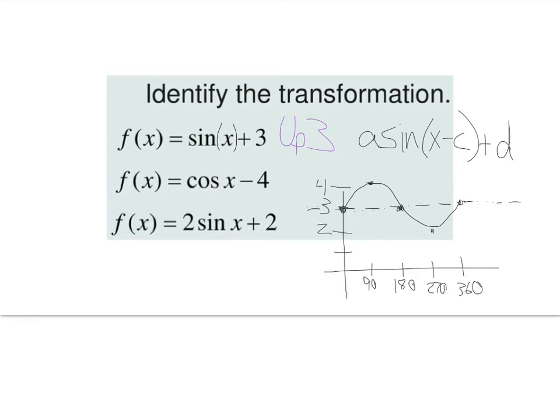So, once you move them around, sketching them can be a little bit challenging. Okay? But if you know your parent function, you know those 5 points real well, it's not too bad. Okay? We won't sketch all of these ones, but let's at least identify the transformation. What's happening here with f of x equals cosine of x minus 4? It's going down 4. Down 4? Do you guys agree with that?